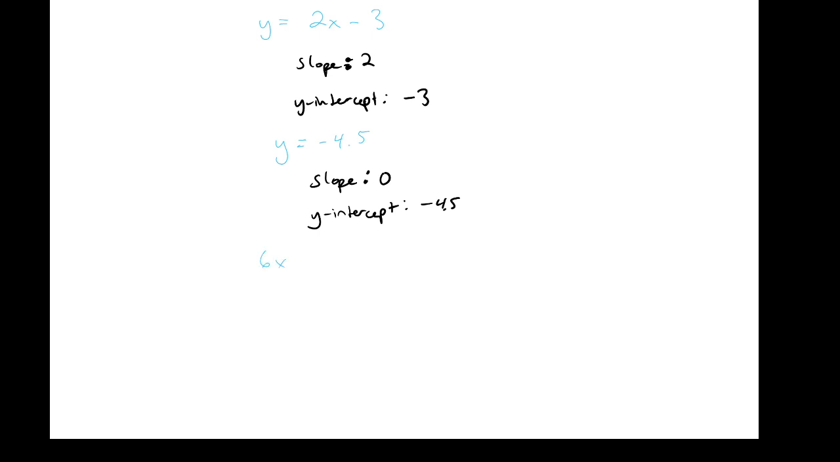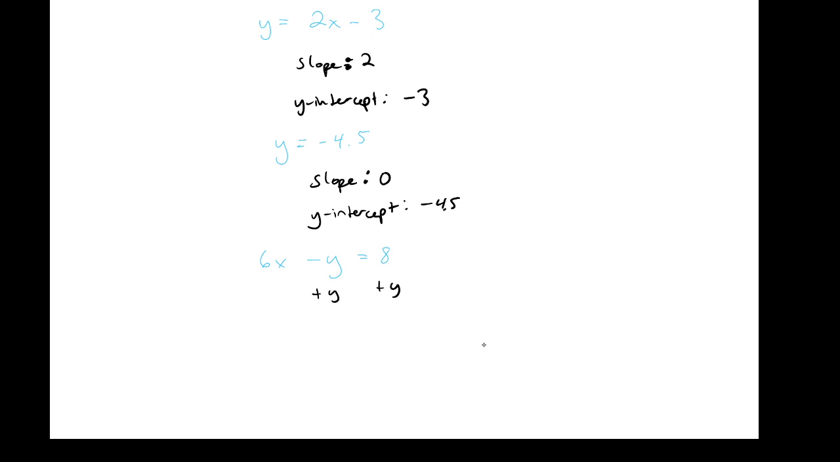6x being equal to 8. I'm sorry. Let's do this in standard form. 6x minus y being equal to 8. Again, standard form, right? ax plus by equals c. So let's fix this. We need to solve this equation for y. We need to make this equal to y by itself.